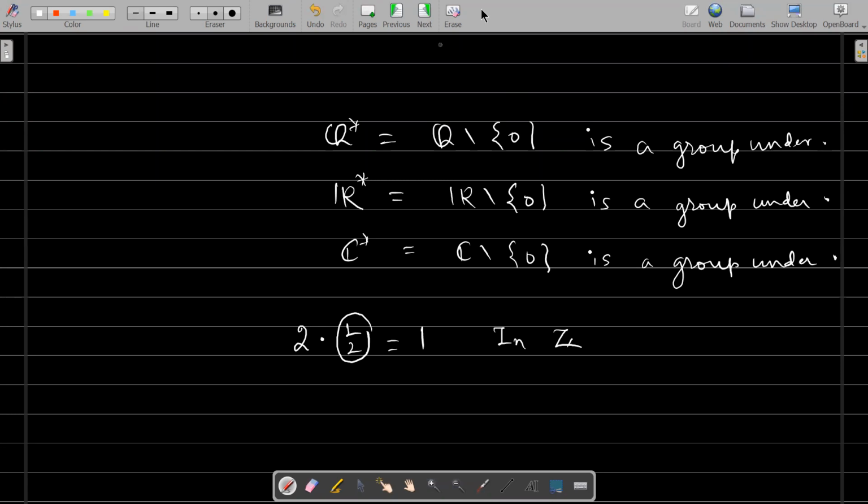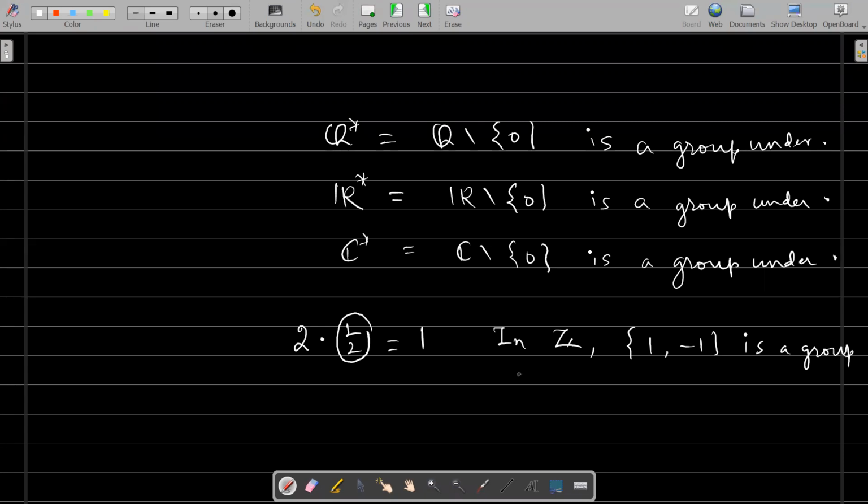Sir, 1 and minus 1 will have. Yeah, good. So in Z, 1 and minus 1 have a multiplicative inverse. Like 1 into 1 is 1, and minus 1 into minus 1 is 1, right? So just these two elements, and you throw away all others. So this forms a group. And in this case, there are only two elements, so it's a finite set.